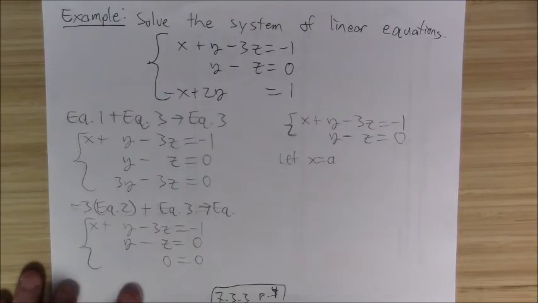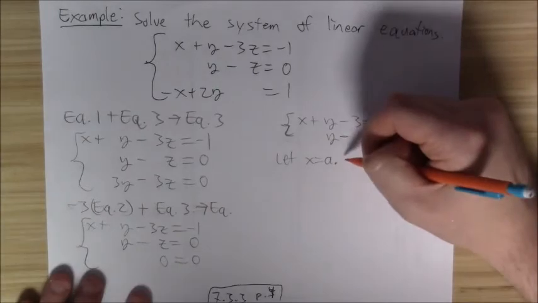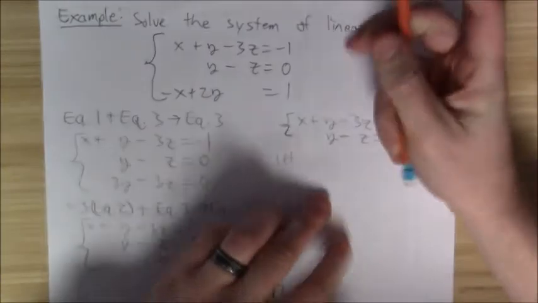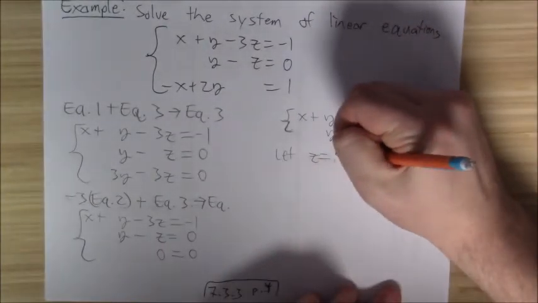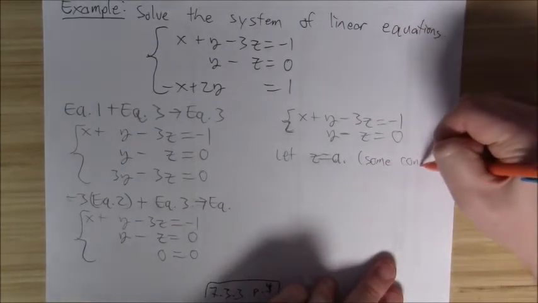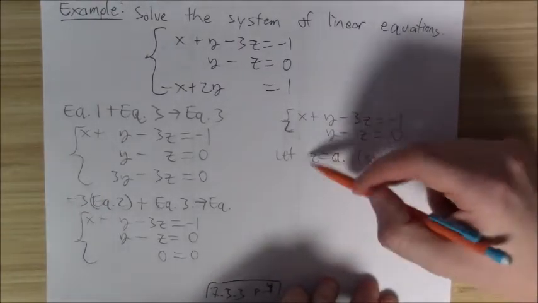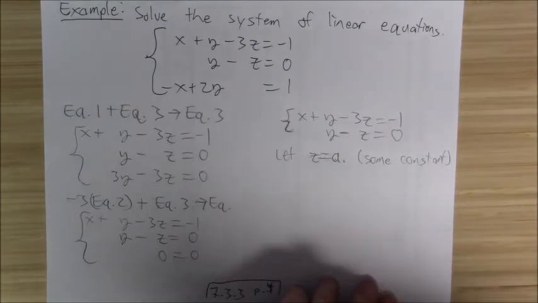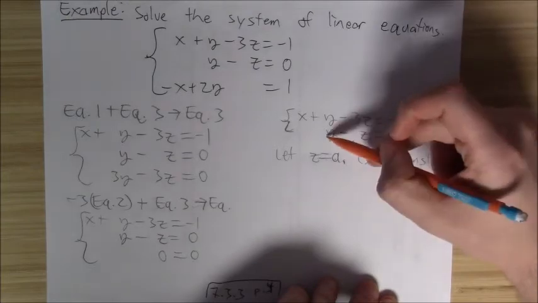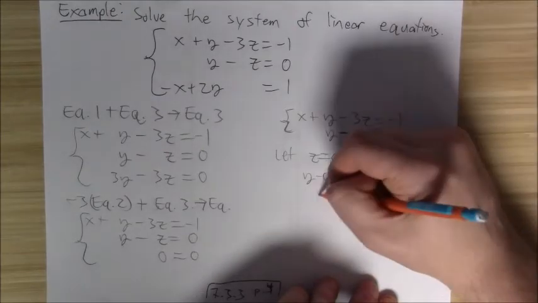Doing so, if x is equal to a, then y will equal... we can solve out for y, or actually better yet, let's let z equal a. We'll let our last variable z be a, just some constant number. And so z is some number a. Doing so, we end up with y minus a equals 0 from the bottom equation. That means y equals a as well.